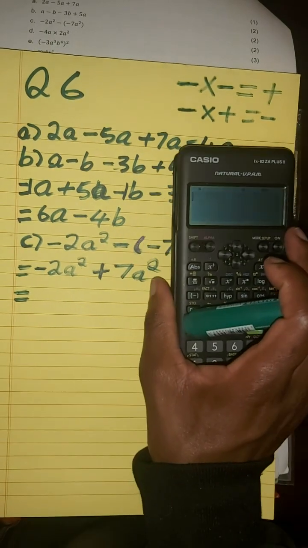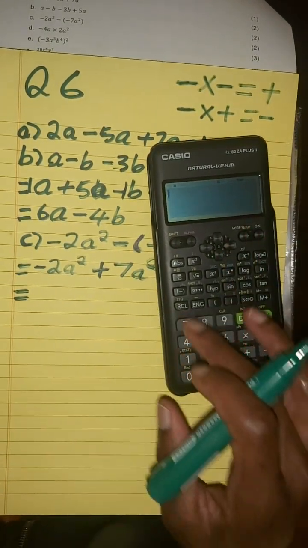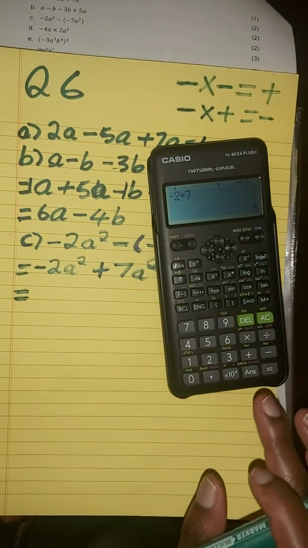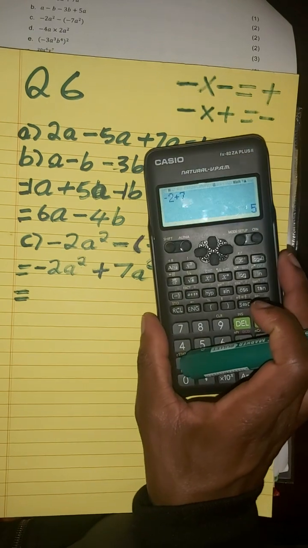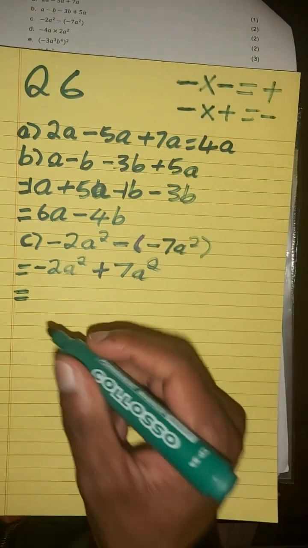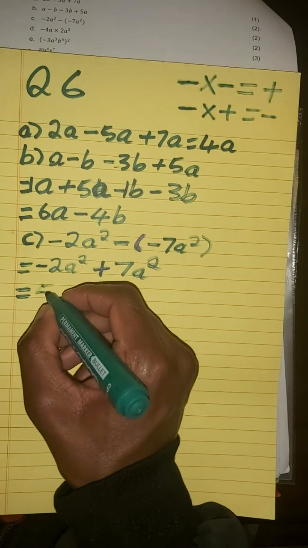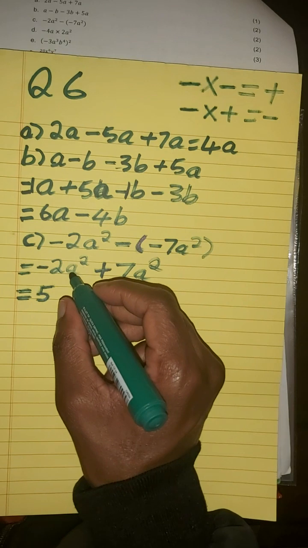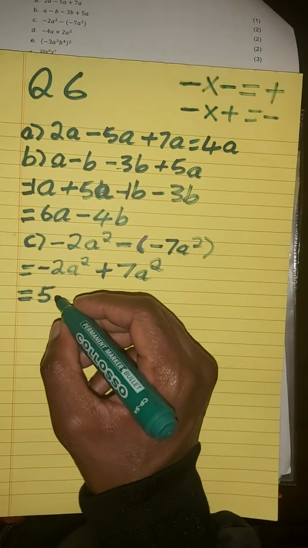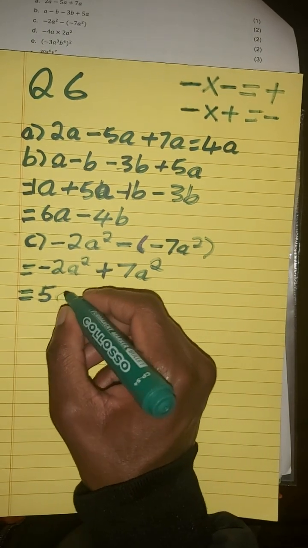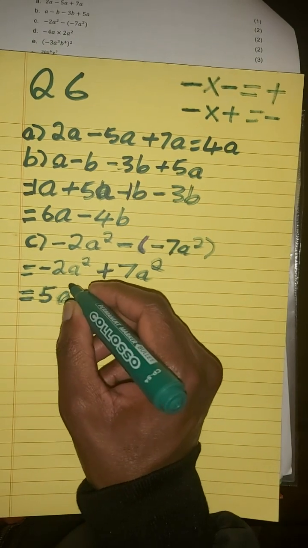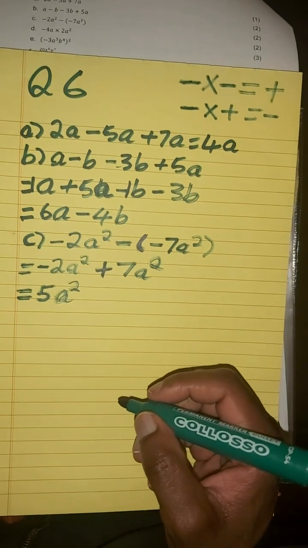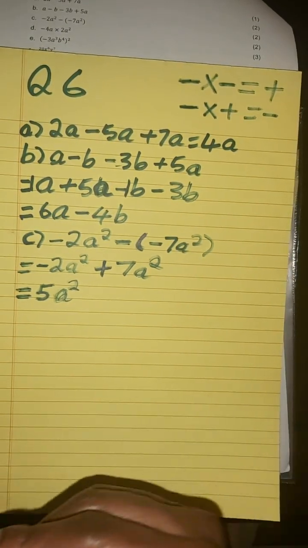Okay, so I'm saying negative 2 plus 7, and that gives me a positive 5, as you can see. So that means I have a positive 5. What? I have to write my answer under the same variable of a. So I have a positive 5a squared. All right. Let me see if I cannot resolve this marker issue.